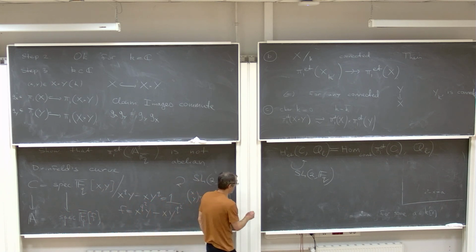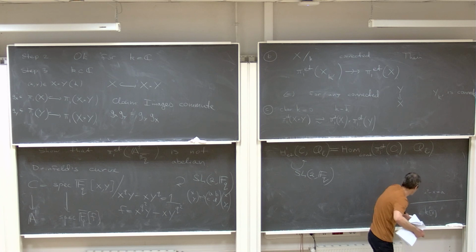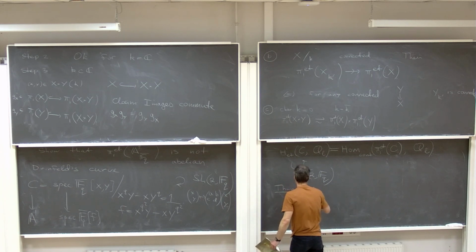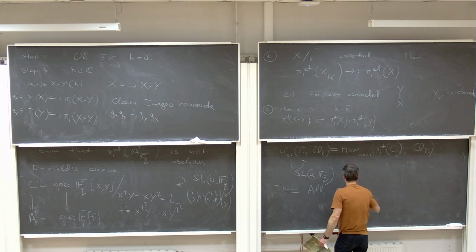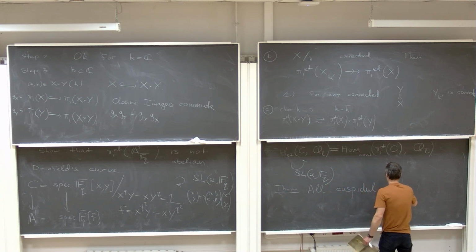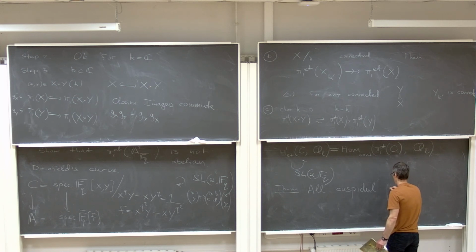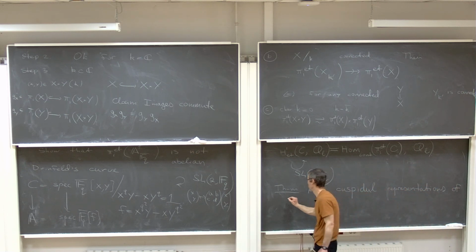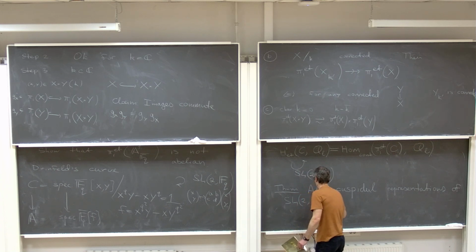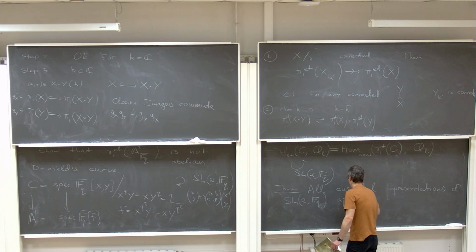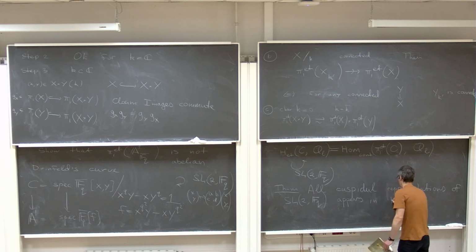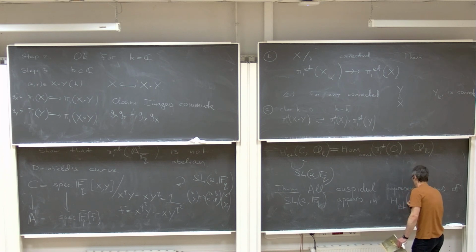What Drinfeld will show is that the theorem is that all cuspidal representations of this finite group SL2(F_q) appear with multiplicity 1 in this first étale homology of this Drinfeld curve.